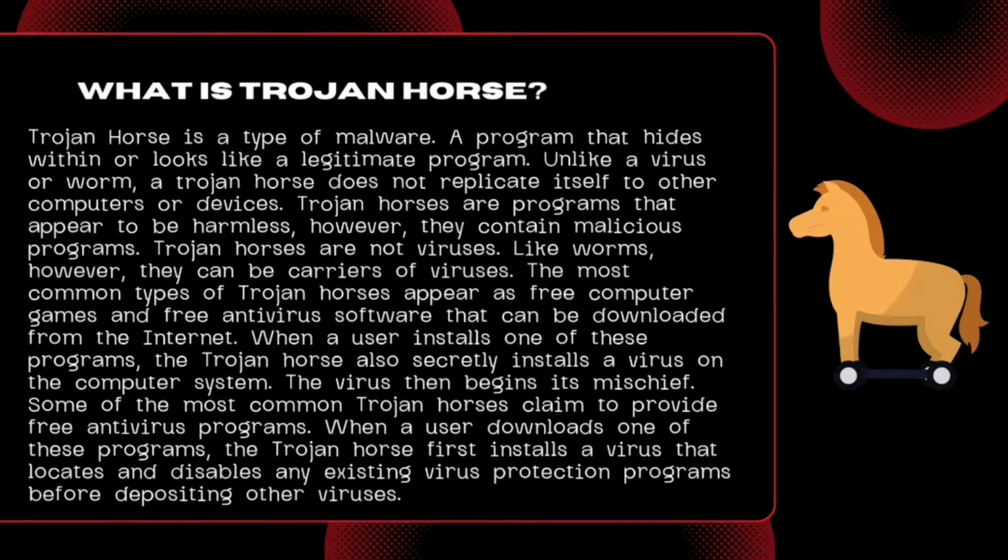A Trojan horse is a type of malware, a program that hides within or looks like a legitimate program. Unlike a virus or worm, a Trojan horse does not replicate itself to other computers or devices. Trojan horses are programs that appear to be harmless, however, they contain malicious programs. Trojan horses are not viruses like worms, however, they can be carriers of viruses.